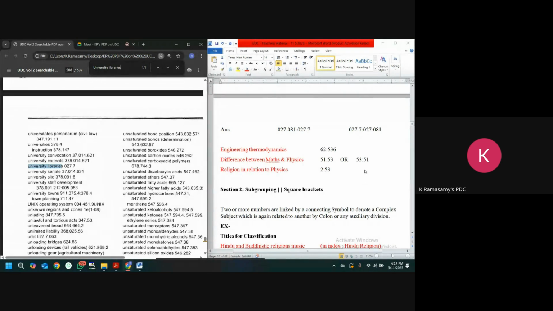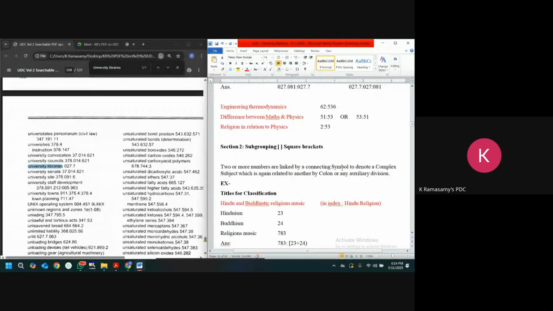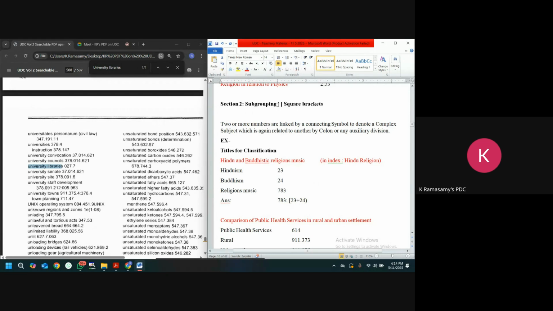Secondly, in table 1B, the second symbol is square brackets, open square bracket and close square bracket. For example, using plus, colon or stroke, you form a compound number. Take physics and chemistry: the number for physics is 53 and for chemistry is 54. 51, 53 and 54 are simple numbers. When you add them using the plus symbol, colon symbol or stroke symbol, it becomes a compound subject.